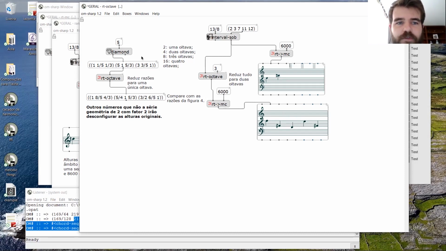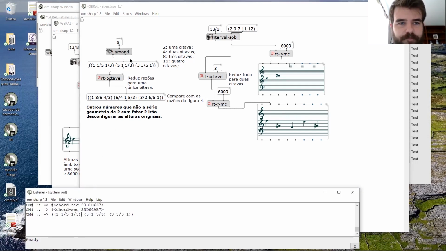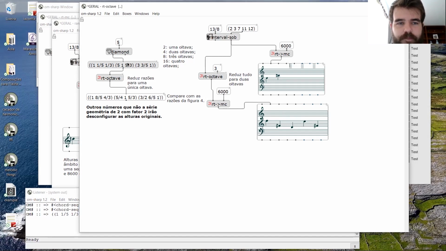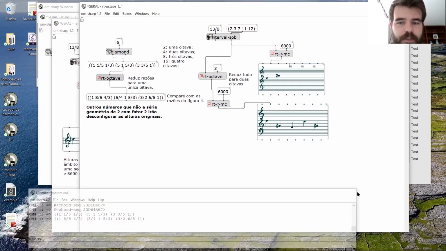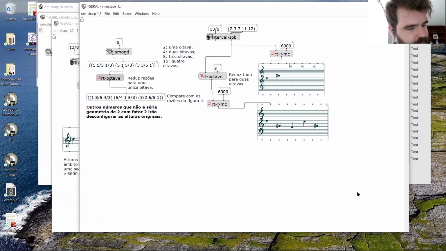It works too with a list or a list of lists. So here we have the diamond tonality of Partch, and here we have the reduction of the octaves. I will explain the diamond after.